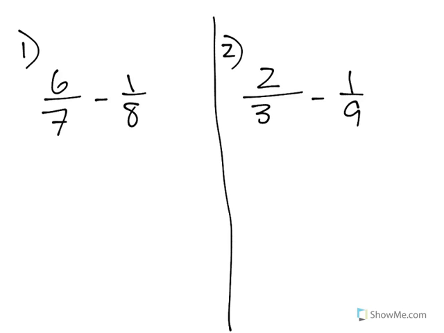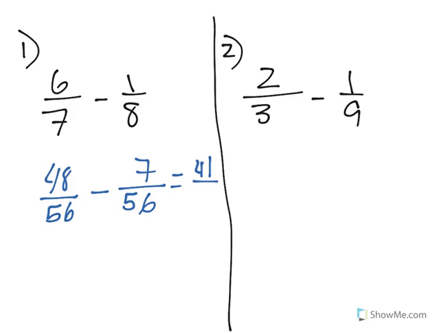Okay, and if you went ahead and answered them, the least common multiple of 7 and 8 is 56. 7 times 8 is 56, so 8 times 6 is 48. 7 times 8 is 56, so 7 times 1 is 7. Okay, 48 minus 7 is just 41 over 56.